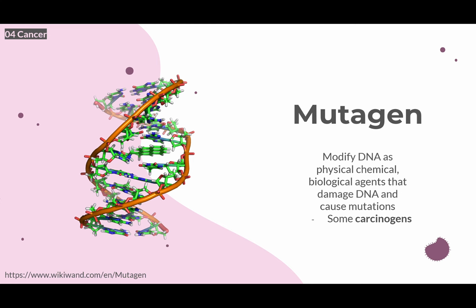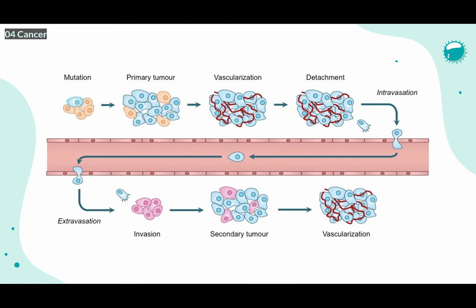And here you can see the process of the creation of cancer. At first you have the mutation and the formation of a primary tumor, and the primary tumor can either be benign, so it's harmless and doesn't spread and doesn't cause vascularization, but if it is malignant, it is harmful and it causes this vascularization, which is the formation of capillaries throughout these cell groups, which causes it to spread.